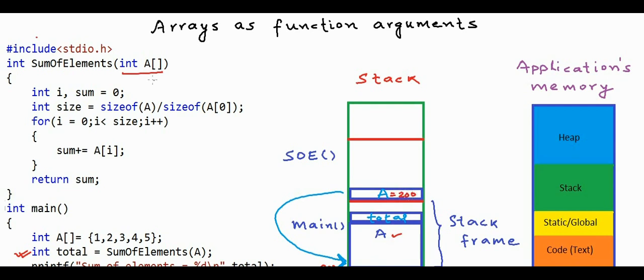The compiler implicitly converts this int A to something like int star A. That is, this A in this particular format is not interpreted as an array, but it is interpreted as a pointer to integer. So whether you write int, space, variable name, followed by these brackets, or you write something like int star, space, A, they're both the same.